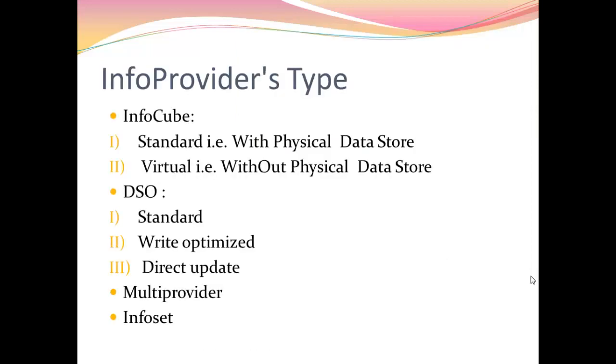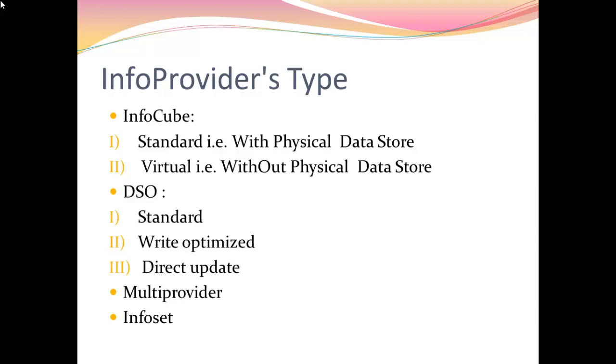Now we'll see what the different types of info providers are. InfoCubes are primarily divided into 2 different types, standard and virtual. Standard InfoCubes hold the data physically. The standard ones are further subdivided into 2 types, that is standard InfoCube and real-time InfoCube.